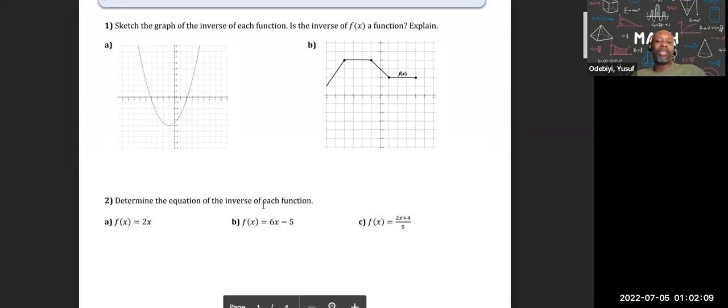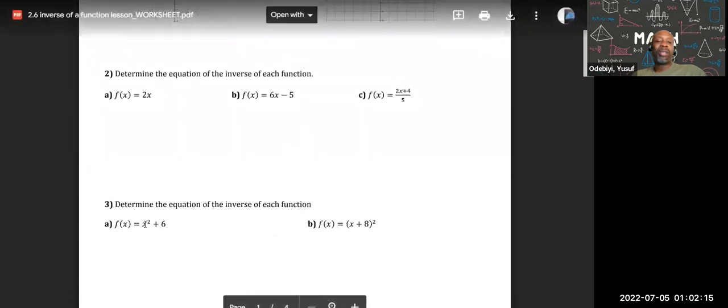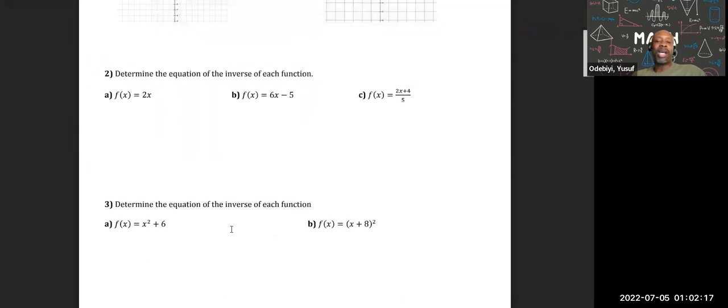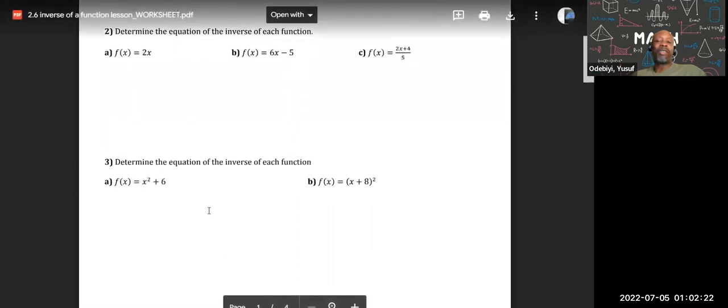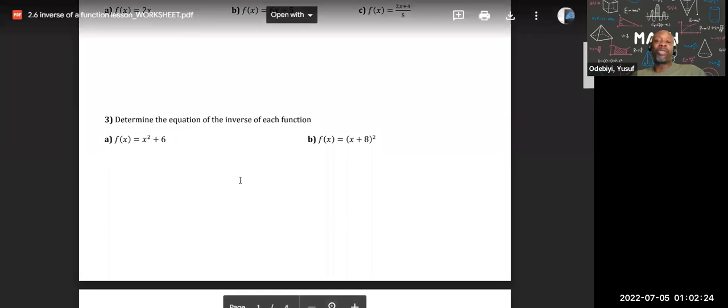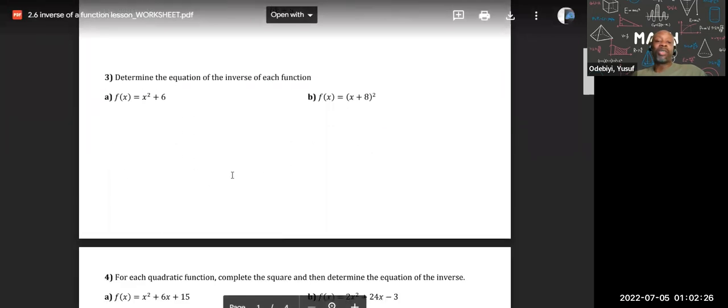Here, determine the equation of the inverse, so this is where you swap the X and Y. So you can do those questions. Again, same thing, swapping the X and Y, determine the equation of the inverse. You'll see questions like this in multiple choice.